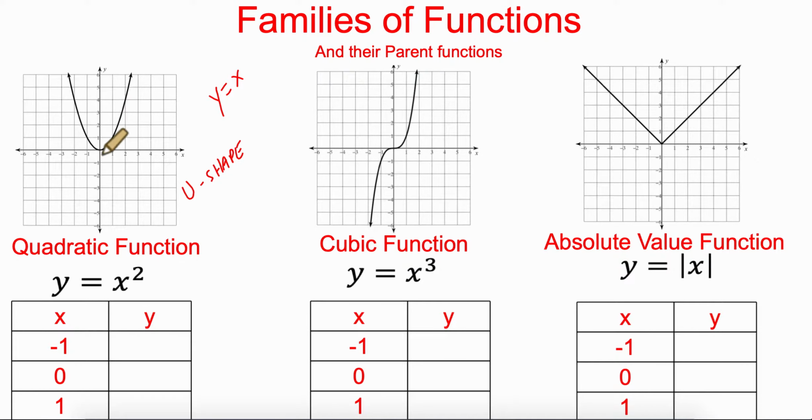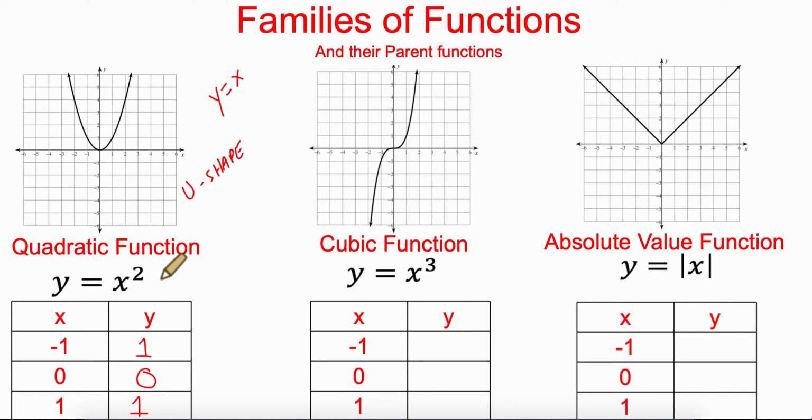So -1. When I'm at -1, I'm at +1. That should make sense, because when I plug a negative in, a negative times a negative is a positive. When I'm at 0, I am at 0. The reason I want you to care about these points is that these are the points we're going to shift around later today. When I'm at +1, I'm also at +1. That makes sense. So that's a quadratic.